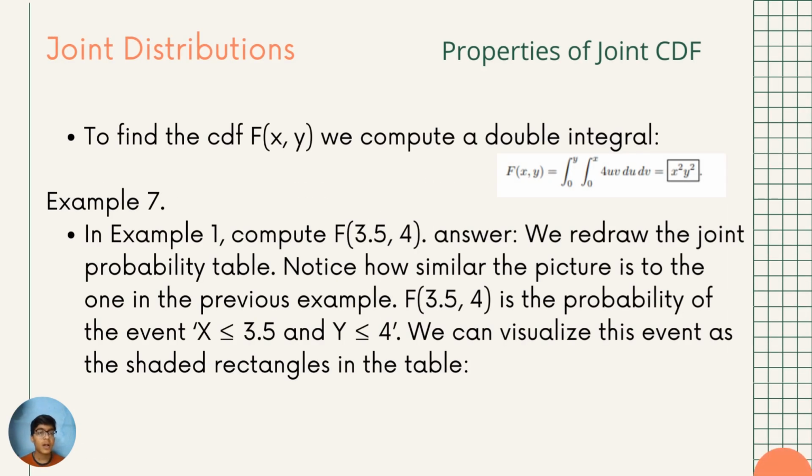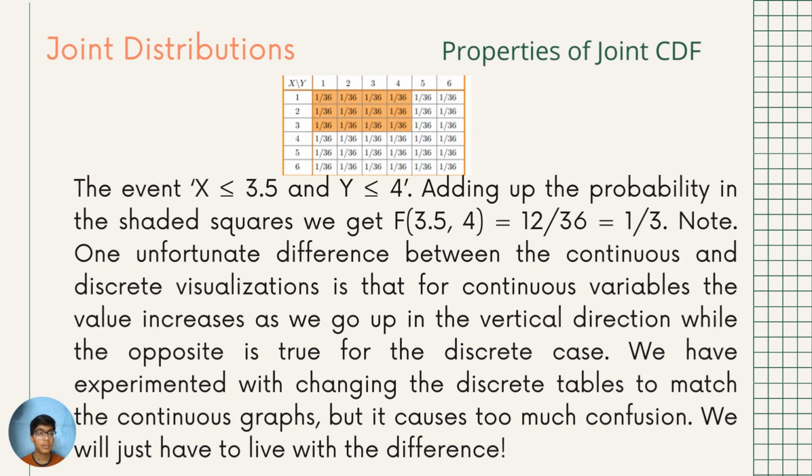In example 1, compute F for (3.5, 4). The answer: we redraw the joint probability table. Notice how similar the picture is to the one in the previous example. F(3.5, 4) is the probability of the event X less than or equal to 3.5 and Y less than or equal to 4. We can visualize this event as a shaded rectangle in the table. Adding up the probability in the shaded squares, we get F(3.5, 4) equal to 12/36, which is 1/3.